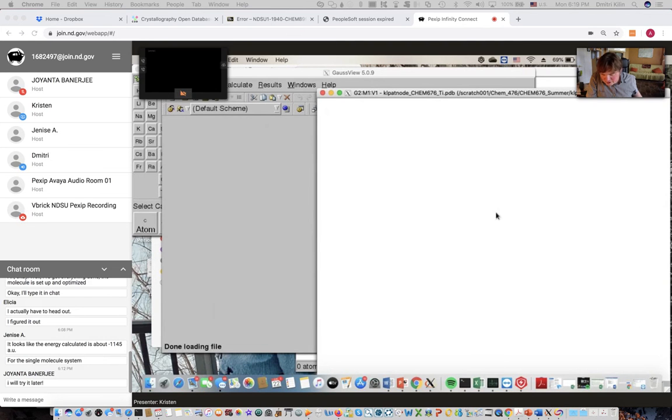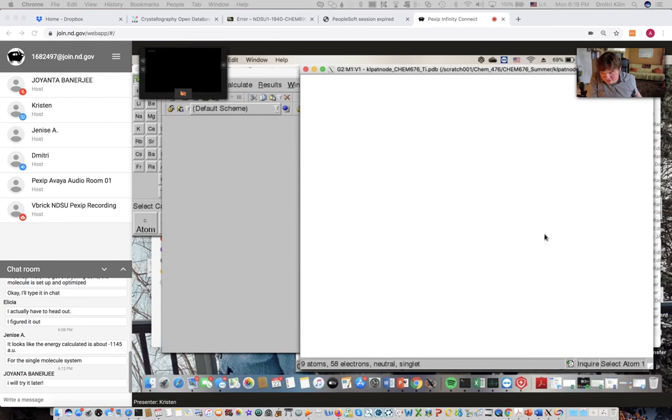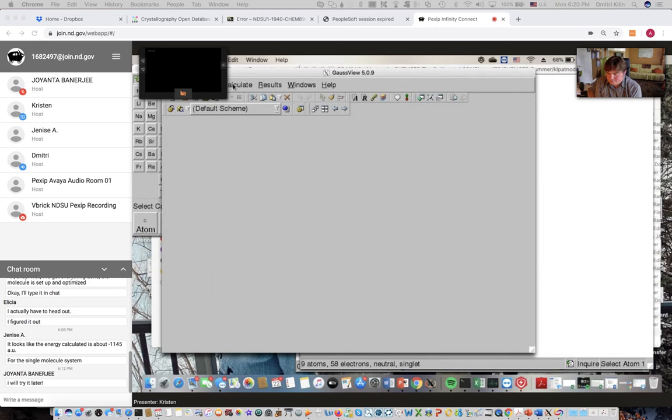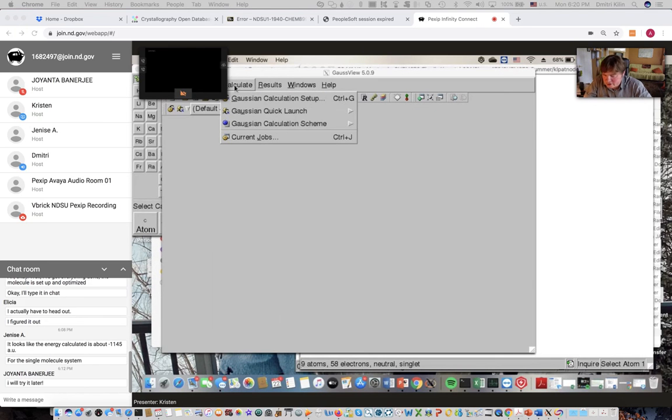It doesn't show things because of these graphical tunneling issues, but do not panic. It shows at the bottom: 9 atoms, 58 electrons, neutral singlet, which means it did read it successfully. Now, in the main menu, let's go to Calculate. And again, let's practice patience. Gaussian Calculation Setup.